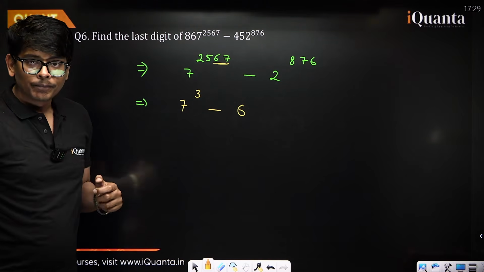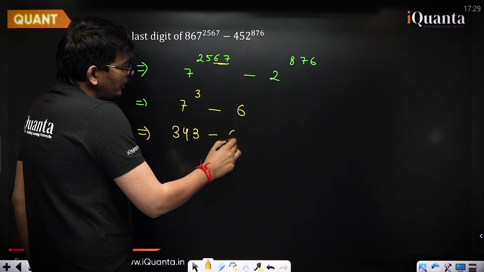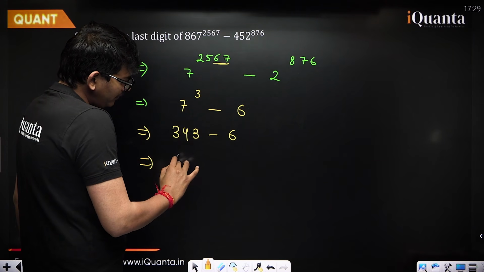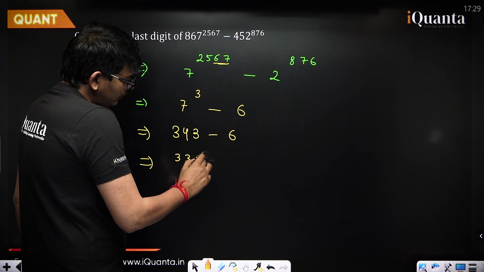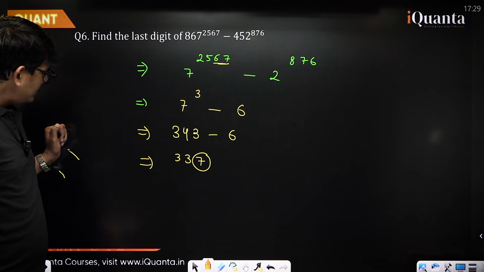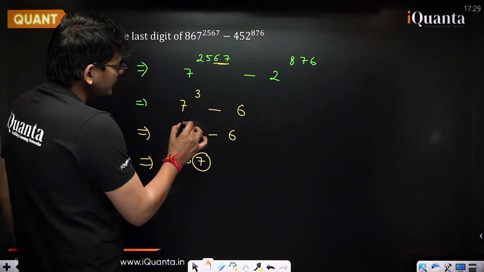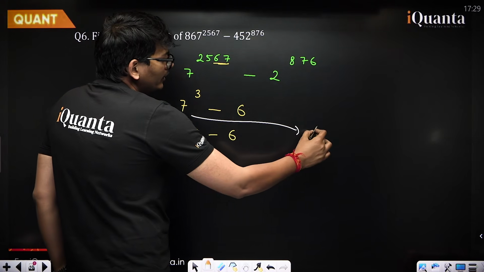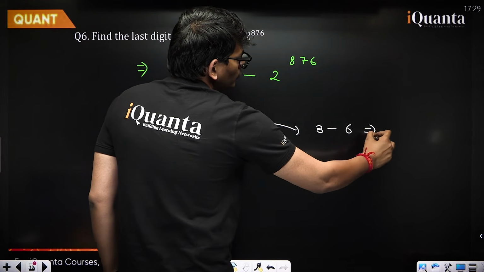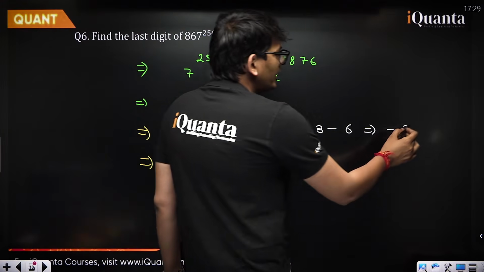What about this? 7 cube is 343. So 343 minus 6, you can solve, will be 337. So the answer is 7. Many students commit a mistake in such type of question because वो ये करते हैं, देखो ज्ञान से, 7 cube they take as 3 and 3 minus 6. So they solve and get the answer as minus 3 and they put 3 as the unit digit.